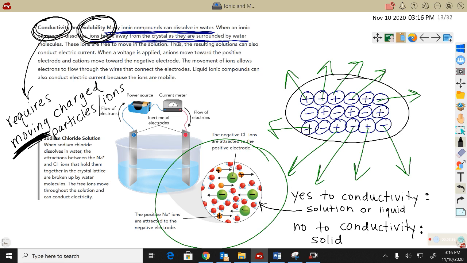So we can have moving charges when either the ionic substance is dissolved in water, and then the little ions separate from the crystal, they can move around, or if we melt the ionic solid, then the ions can move and flow a little bit, but not in the solid phase.